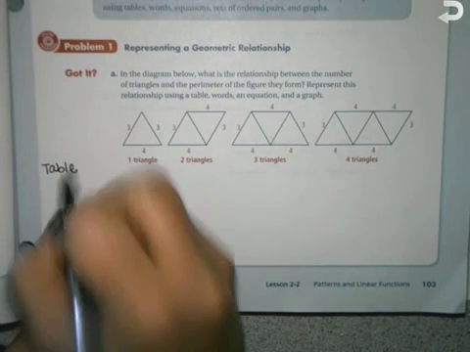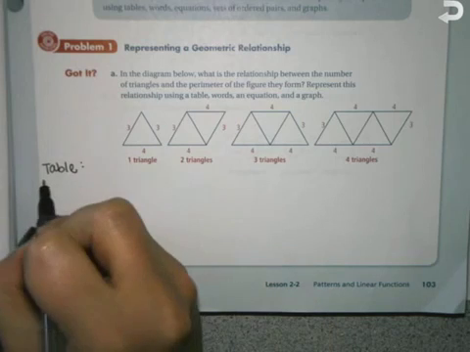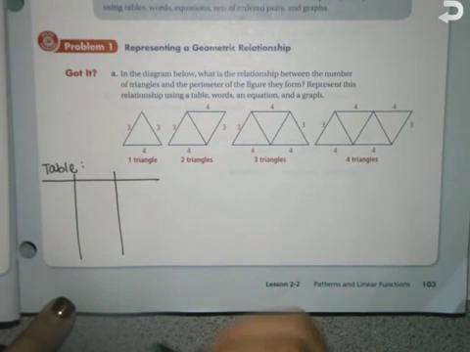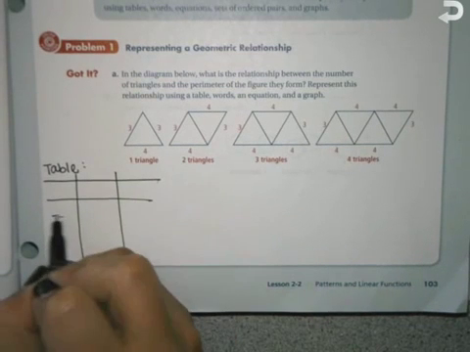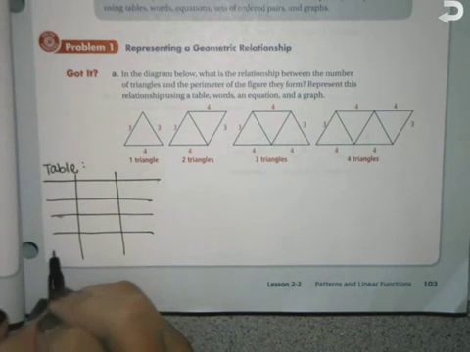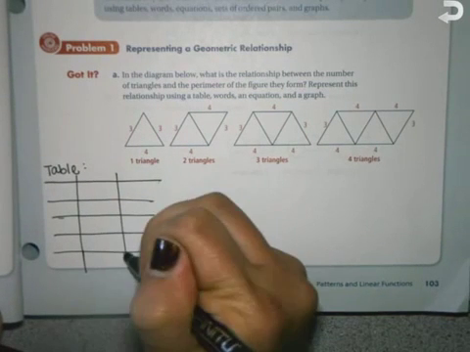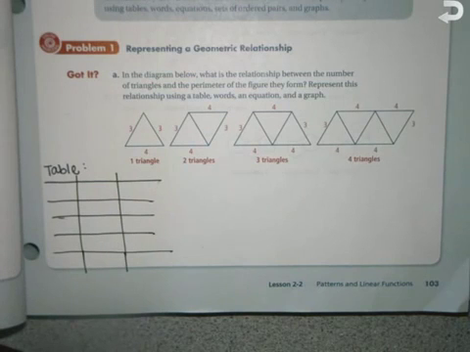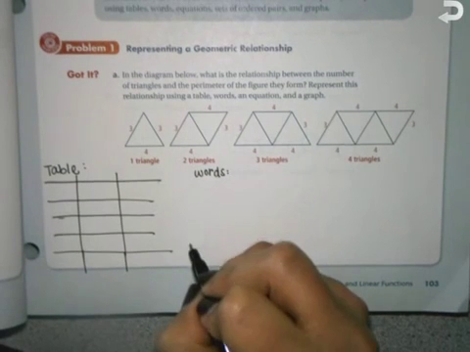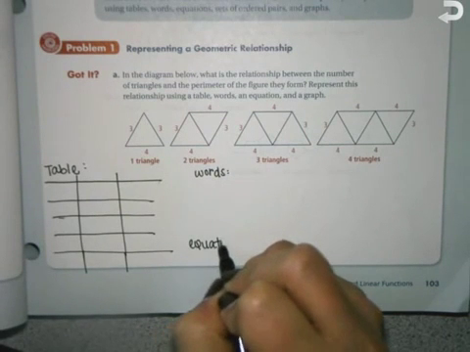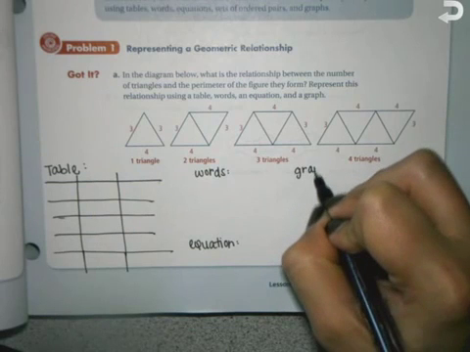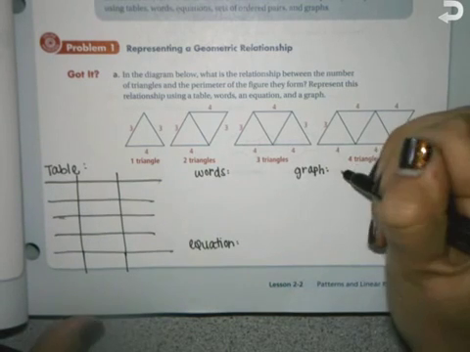organize this. So I'm going to put my table on the left, and we had 3 columns. And then there should be 4 rows: 1, 2, 3, 4. Okay, so there's my table. You need to write what's going on in words. You need to come up with an equation. And then give me a graph. And I know the graph might be kind of squished, just do the best you can, okay?